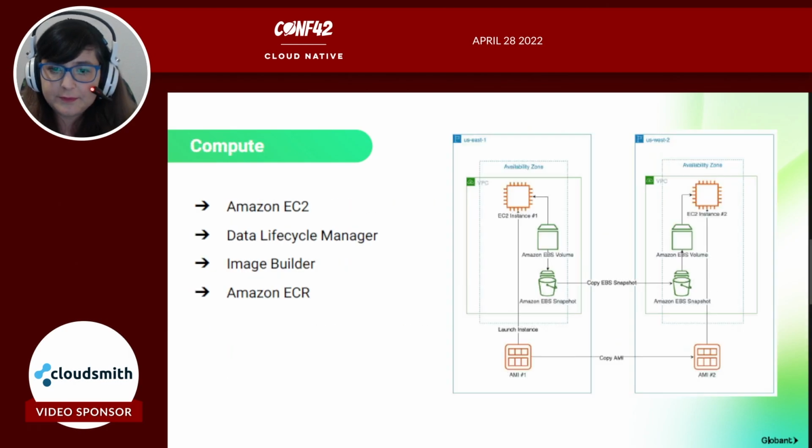Now, next we have compute. Depending on your infrastructure, there are different things to consider. For example, if you use EC2 instances, they have their corresponding EBS volumes. They are stored in one availability zone. But we have Data Lifecycle Manager to automate the replication of those volumes to another region. And if we use AMIs, we have replication over regions with EC2 Image Builder, so we don't need to do this manually.